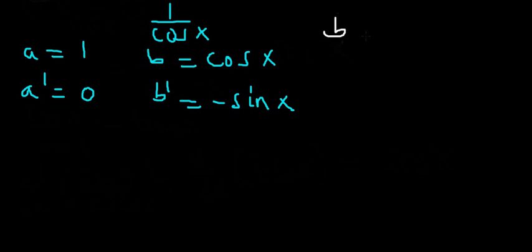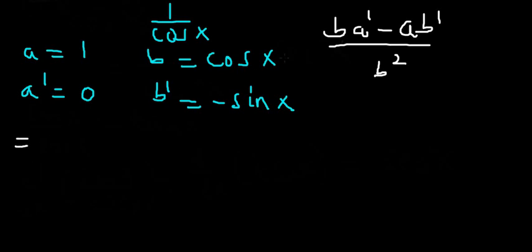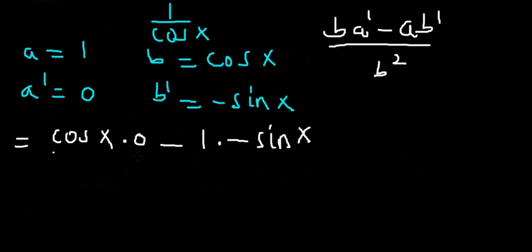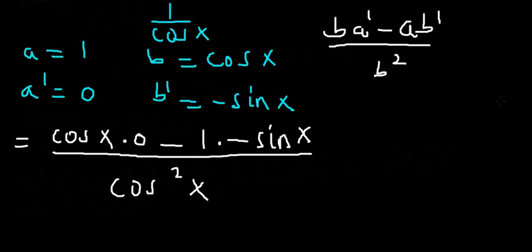So we have the quotient formula as b a prime minus a b prime all over b squared. So let's substitute this. So we're going to have b, which is cos x, we multiply by a prime, which is 0, then minus a, which is 1, and then we multiply by b prime, which is negative sine x, and then all over b squared. B squared in this case will be cosine squared of x.